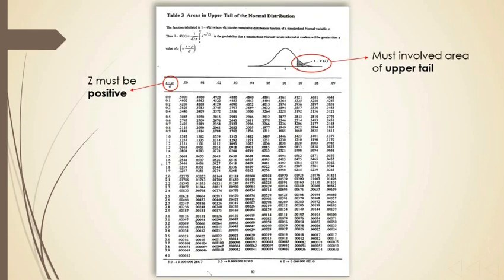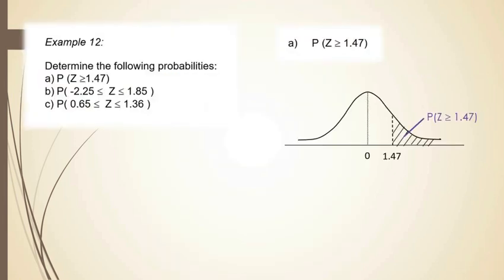The Z values are listed top down at the side with the second decimal listed sideways on top. Our Z value is 1.47 and the corresponding value inside this table is 0.0708. So the probability of Z greater or equals to 1.47 is 0.0708.